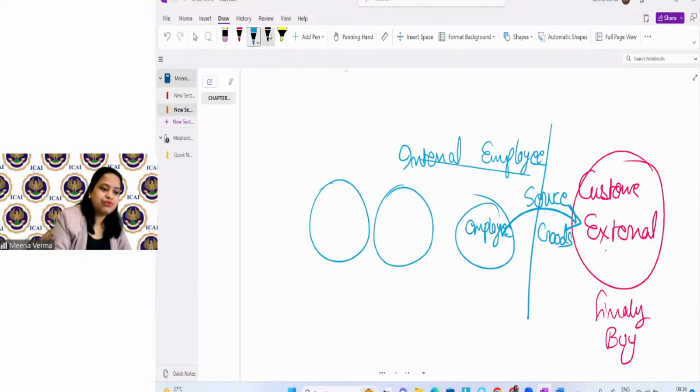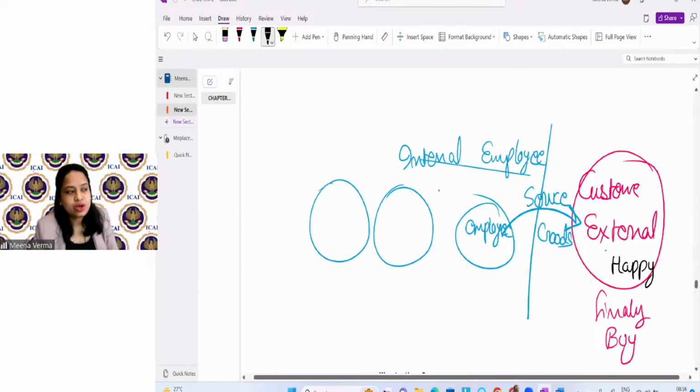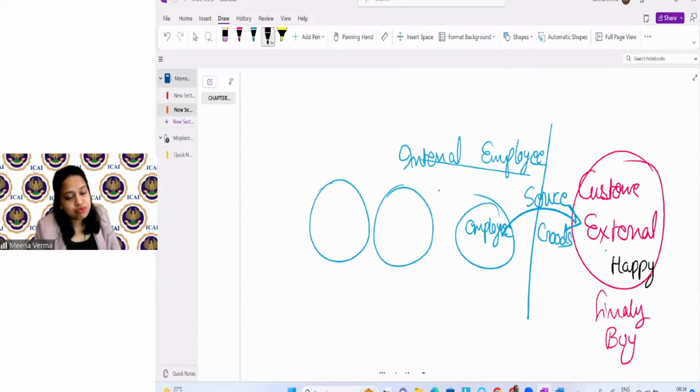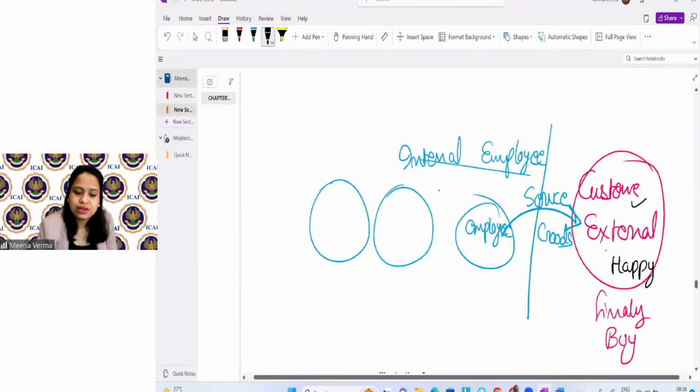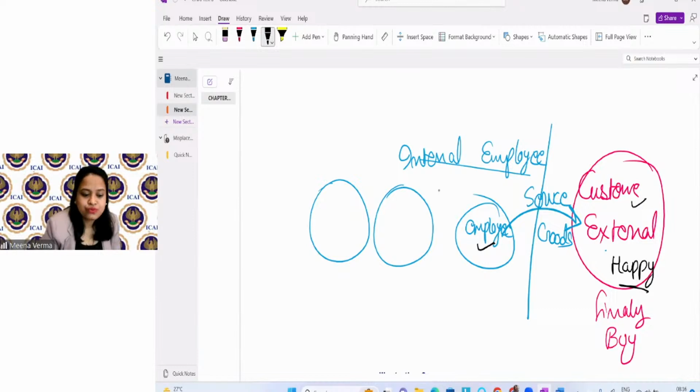So what do we want here? The customer should be happy. Whatever goods we are selling to them, whatever services we are providing to them, we want our customer to be happy with all the goods and all the services which we are providing. How will the customer be happy? Because the employee is providing the services to the customer. So first, the employee should be happy. A happy employee will give happy services or happy goods to the customer.